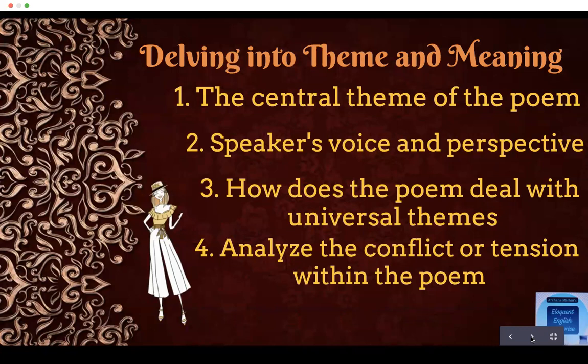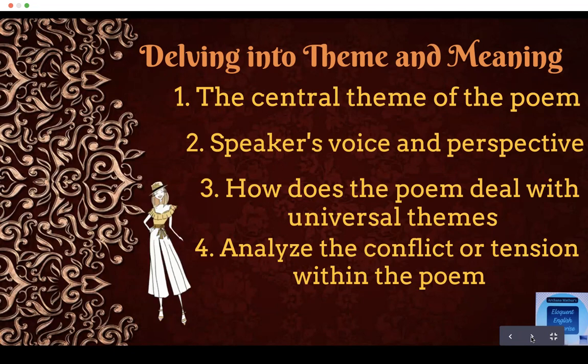The second point is to understand the speaker's voice and perspective. That is, who is speaking and what are the beliefs of this particular person and biases. There are some people who are biased against a few social practices or maybe something personal. So what is the writer's own voice and perspective about the poem and life in general or the society in general?